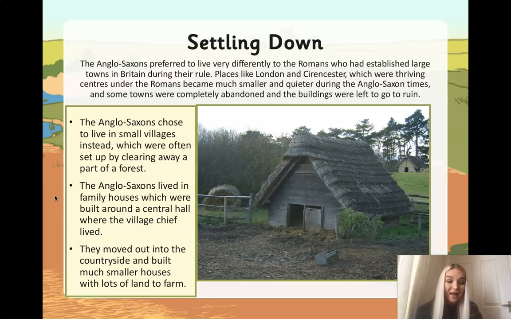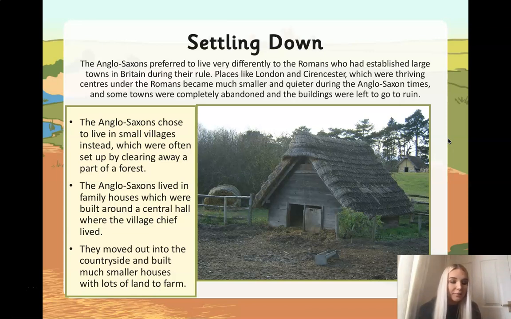And they actually left a lot of buildings to rot and become ruins because the Anglo-Saxons didn't want to use them. Instead, the Anglo-Saxons chose to live in small villages, so in huts like these. And these villages were often set up by clearing away a part of a forest, so maybe cutting down the trees and building some little huts and villages instead.